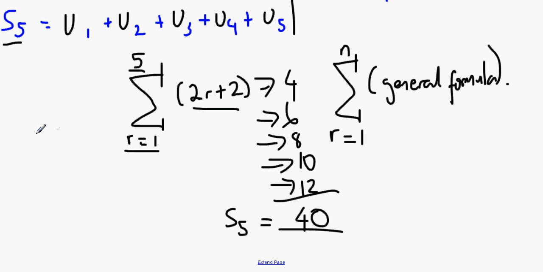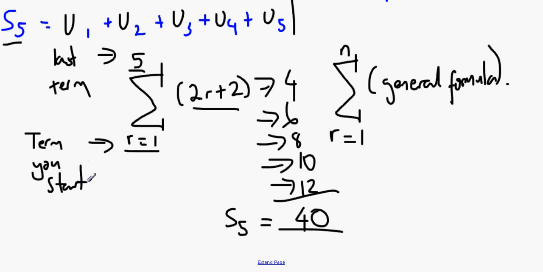Okay. So remember, this is the last term that you want to find out. This is the first term you want to find out, or the term that you start with, because they may just say start with the second term. They want to find out how far it is. What's the sum from the second term to the fifth one? So therefore, it will be R equals 2.